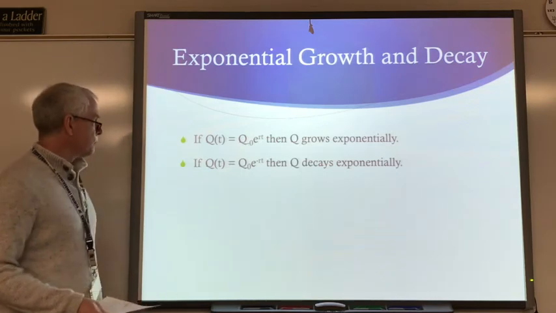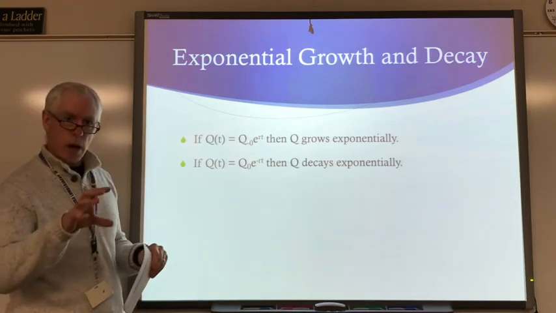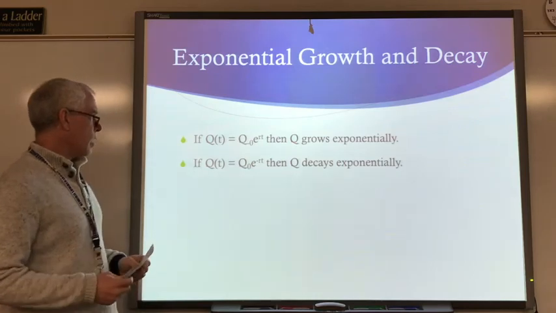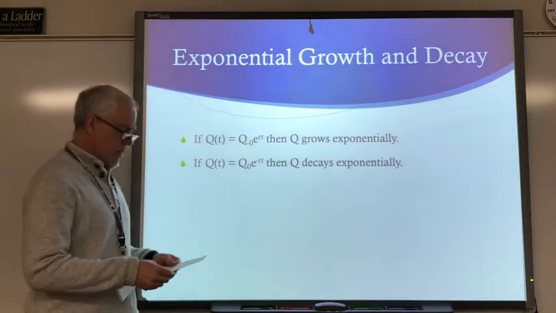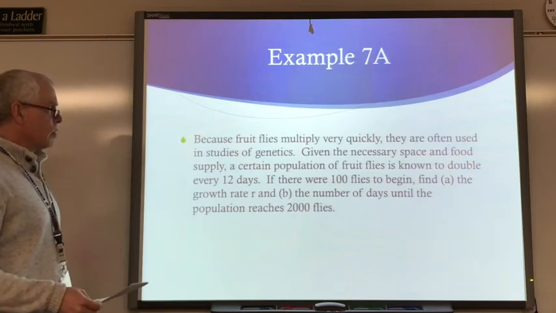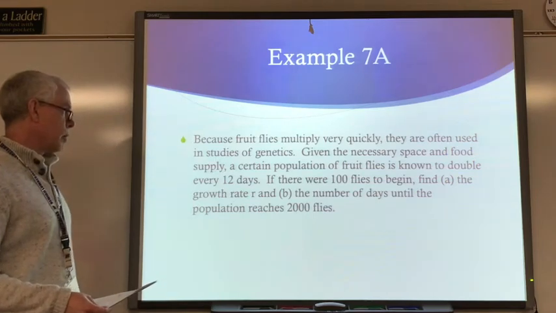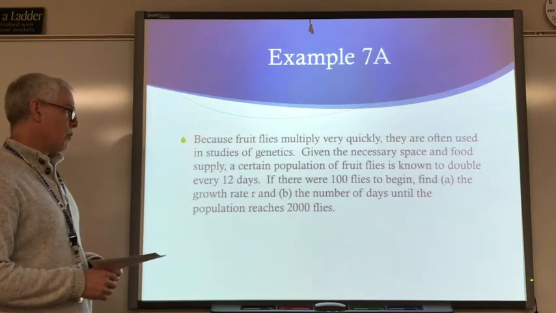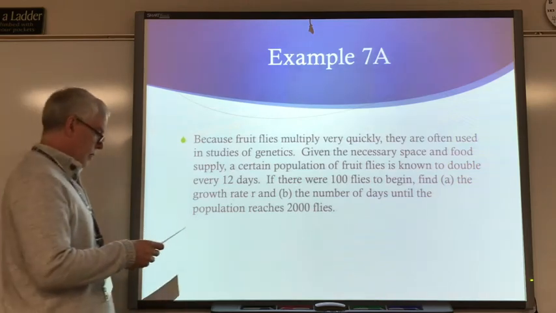Exponential growth and decay looks like this. Q of T equals Q sub 0, meaning the initial amount, whether it's a population or something like that, E to the RT. If it's decay, it's just negative RT for that exponent, okay? So keep that formula in mind as we work through the next example. Because fruit flies multiply very quickly, they're often used in studies of genetics. Given the necessary space and food supply, a certain population of fruit flies is known to double every 12 days. If there are 100 fruit flies to begin with, find the growth rate R. So let's start there, okay?